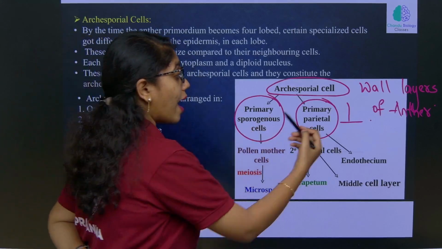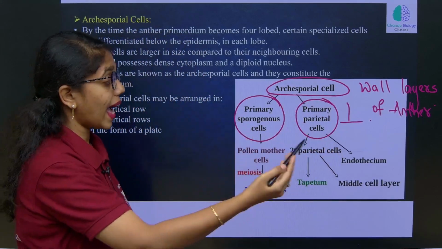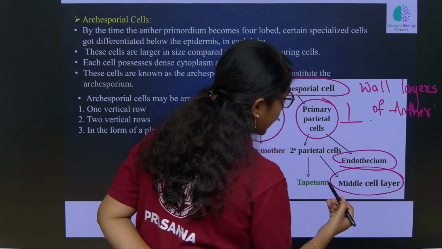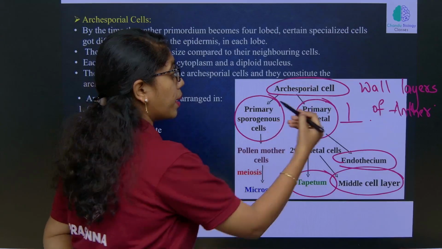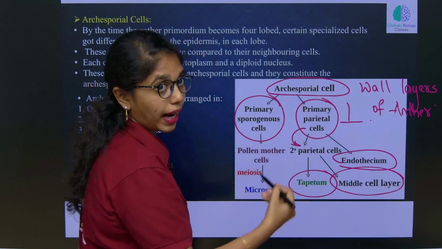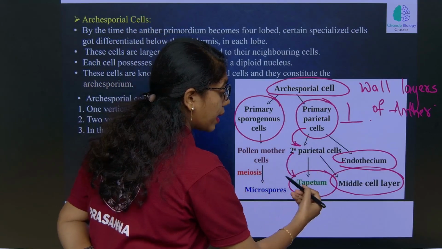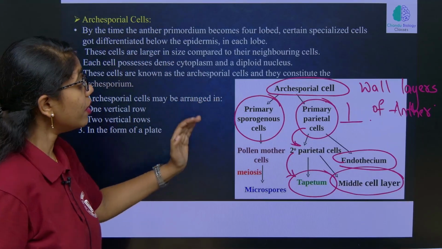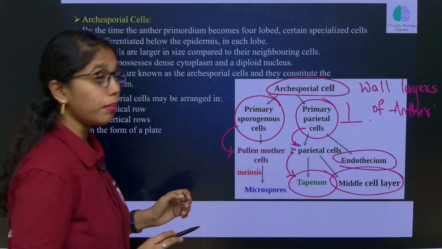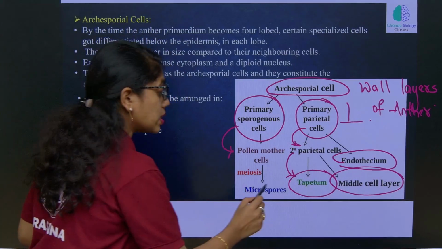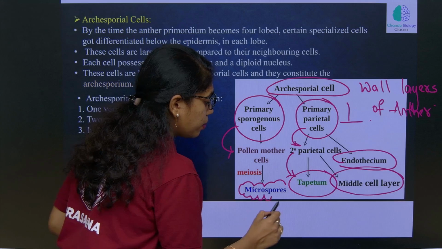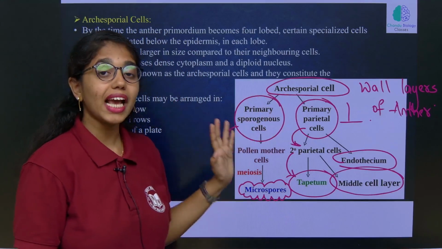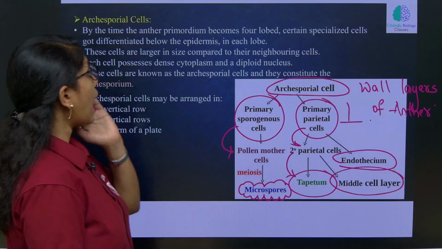After primary parietal cells undergo anticlinal divisions, you can clearly see the endothecium, middle cell layers and tapetum. Primary parietal cells give rise to secondary parietal cells, which further divide and give rise to tapetum. Primary sporogenous cells divide and form pollen mother cells, which after meiosis form microspores. This is the division of the specialized cells in the sporogenous tissue, which are archesporial cells.